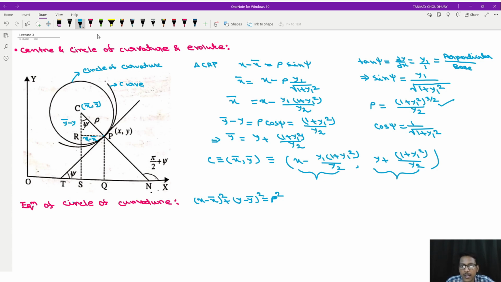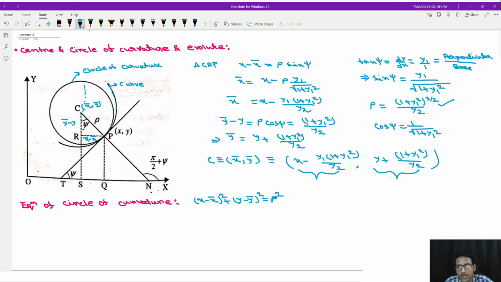So now we are at a point to formally define what is the evolute of a given curve. As the fixed point P changes over the curve, the center of curvature, which was previously C, will also change. As the point on the curve changes, the center of curvature will also change. So the locus of the center of curvature will be called the evolute of the given curve. Now we will formally define what is evolute. So what is evolute?